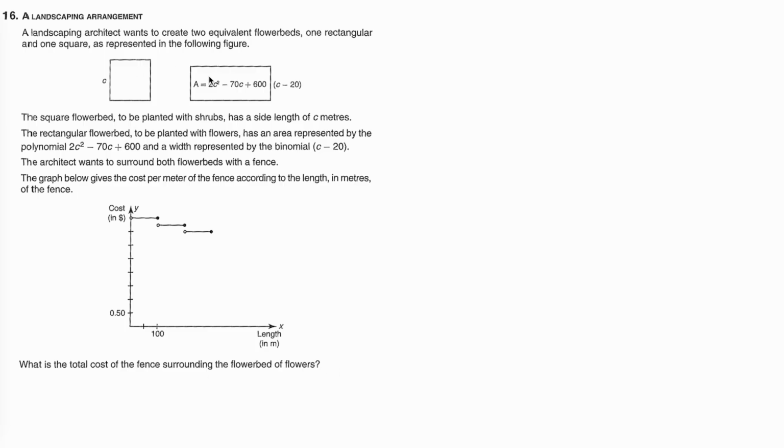We start off with these two, the square and the rectangle, being equivalent. The area of our rectangle is 2c squared minus 70c plus 600. I'm going to factor that, and I know one of the factors has to be c minus 20. I see that all these terms are divisible by 2, so I'm pulling out the 2, and then I'm going to pull out the c minus 20.